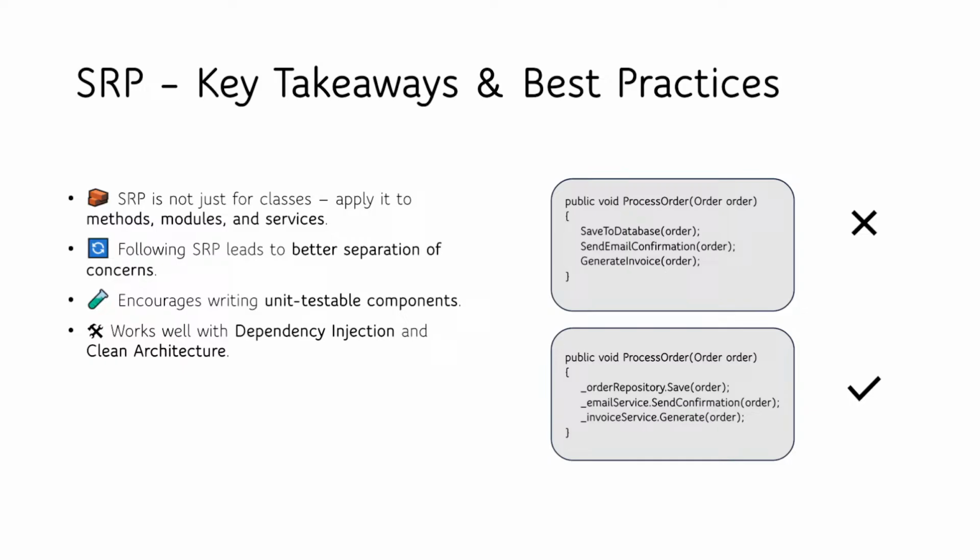We are going to create separate methods, as the save to database method contains different logic and a different module. Email confirmation contains different logic, and obviously it is from a different module. The same goes for generate invoice. So we are going to create three different classes with three different methods in them, and we will inject them in our constructor and use them in our process order method. Following SRP leads to better separation of concerns.